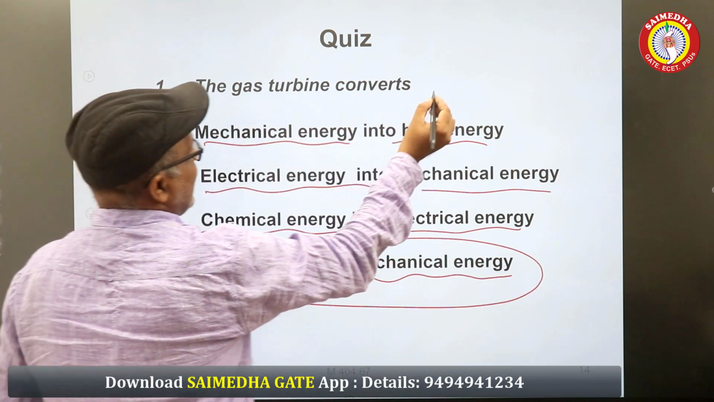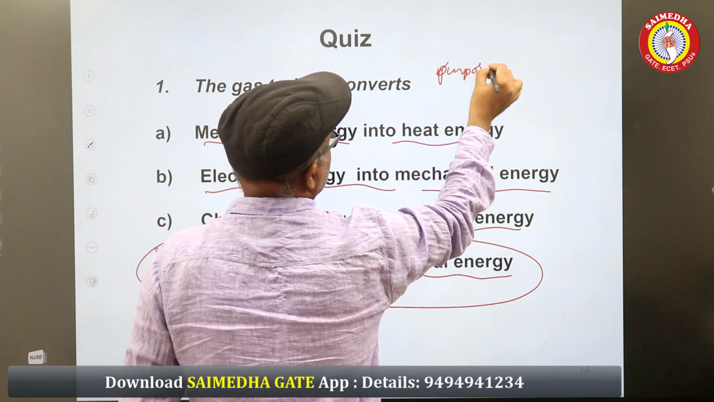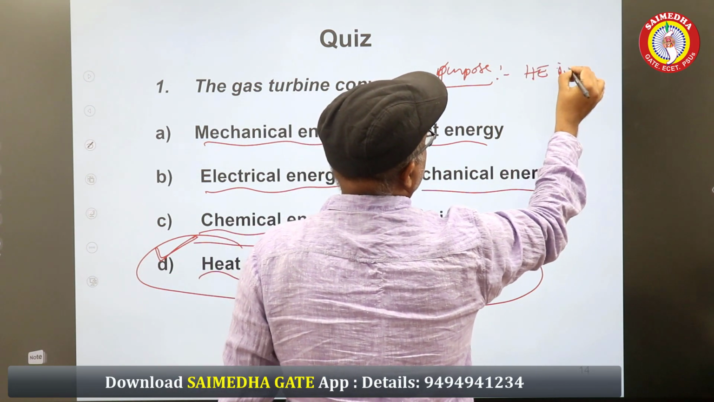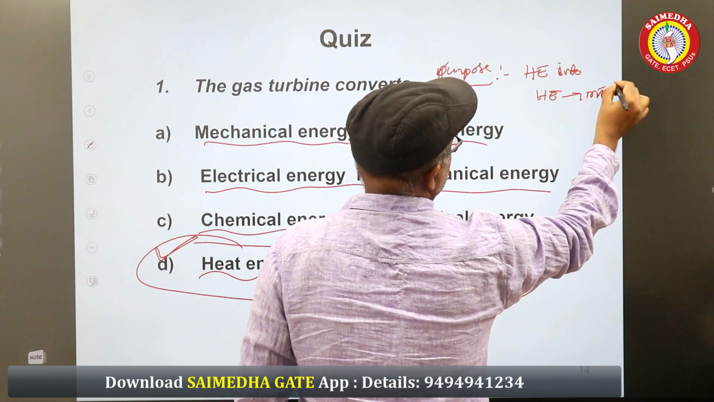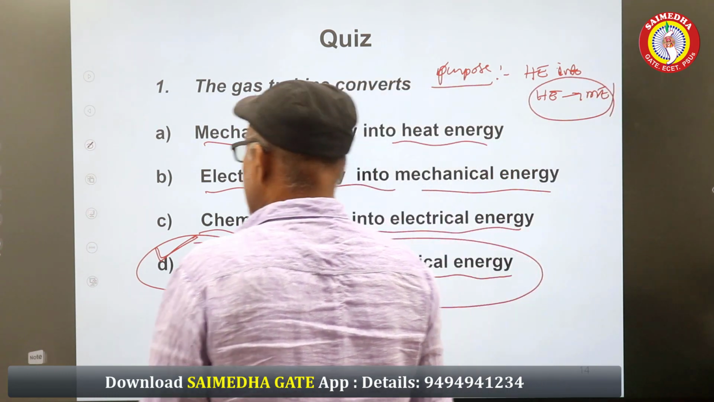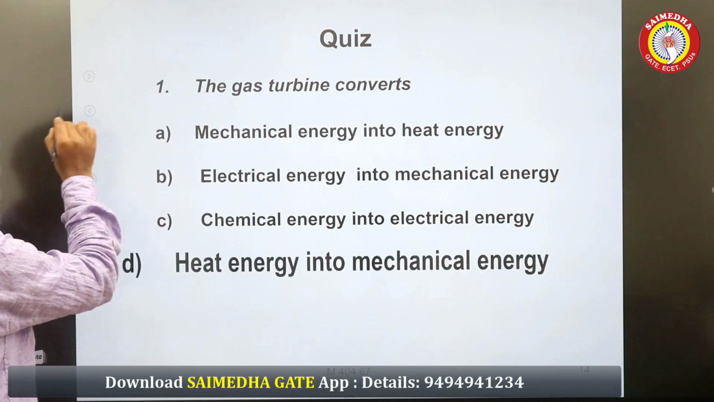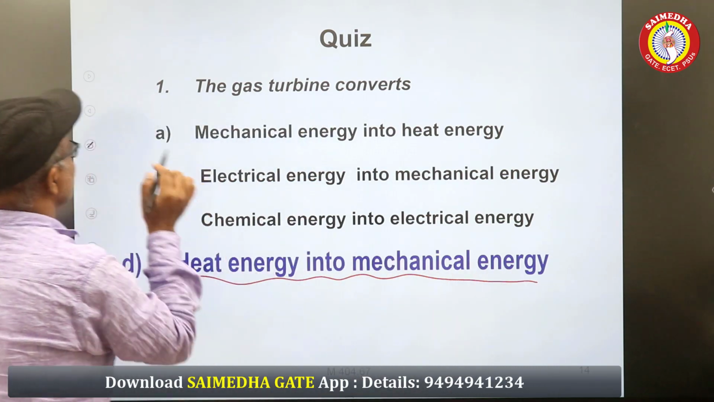The purpose of gas turbine is to convert heat energy into mechanical energy. That is the purpose of the gas turbine. So next question. This is the beautiful. So it is the correct answer, my dear friend.